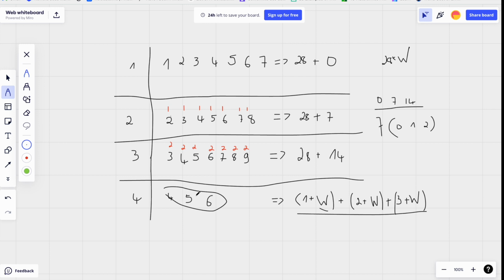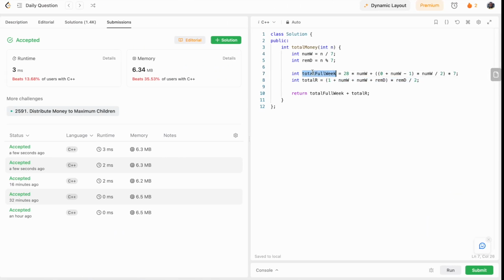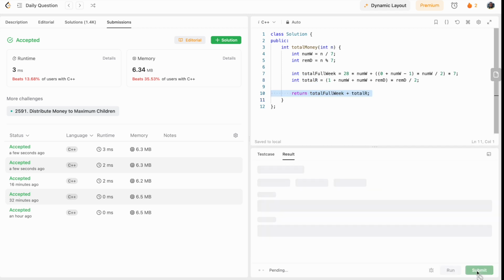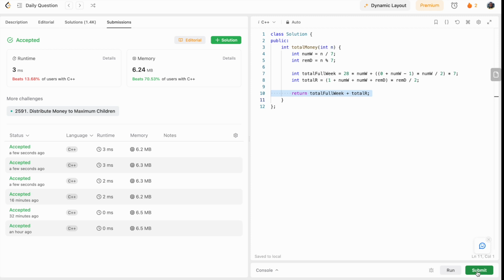And now that you have this, you just need to return the total full plus the total remaining, which is this. So let us run this and see what it gives. So it's working. Really strange that the big O of 1 solution is performing less well than the big O of n solution. So yeah, this is a way of seeing things.